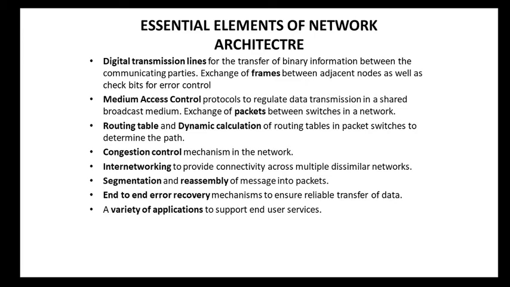In the digital transmission line, there is the transfer of binary information between communication parties, so the exchange of frames between adjacent nodes as well as check bits for error control. In the medium access control, the protocols regulate data transmission in a shared broadcast medium and the exchange of packets between switches in a network. A routing table and dynamic calculation of routing tables in packet switches determine the path. Congestion control is a mechanism in the network.